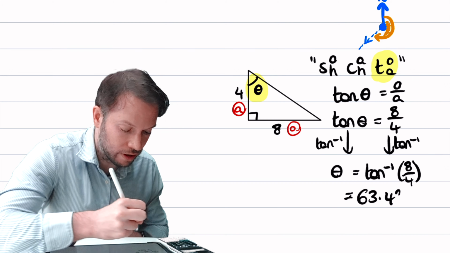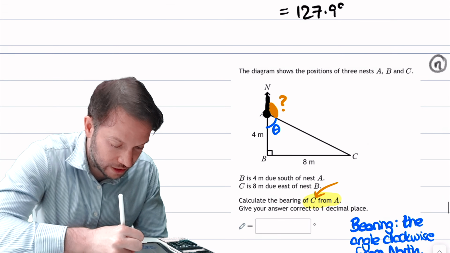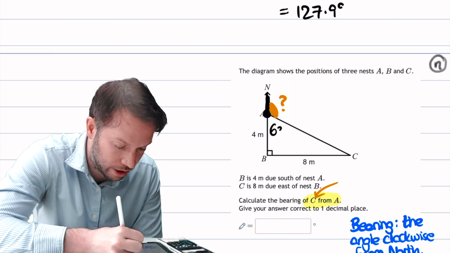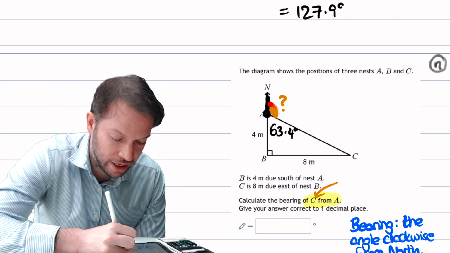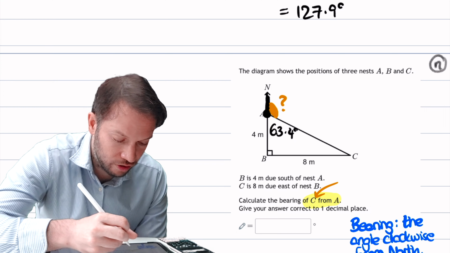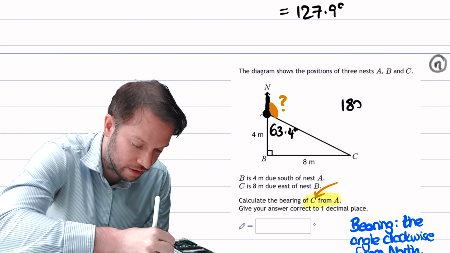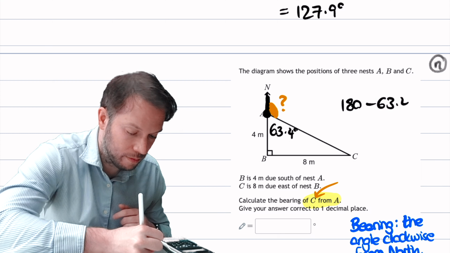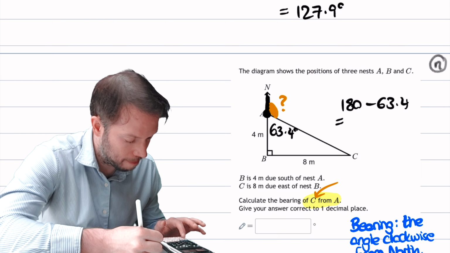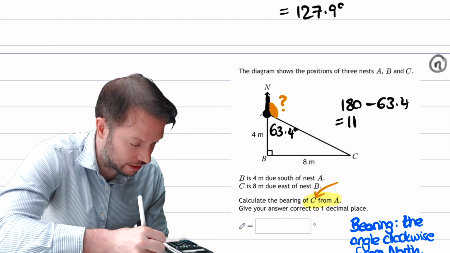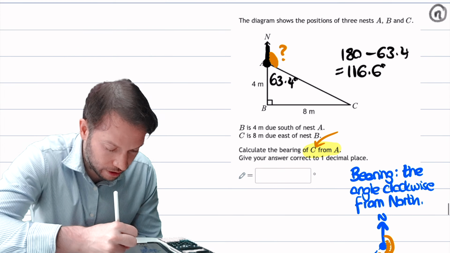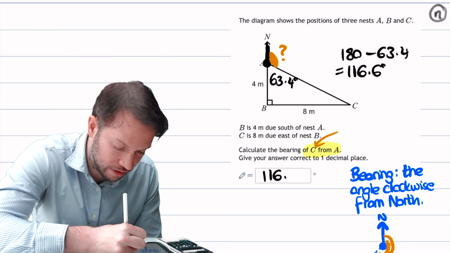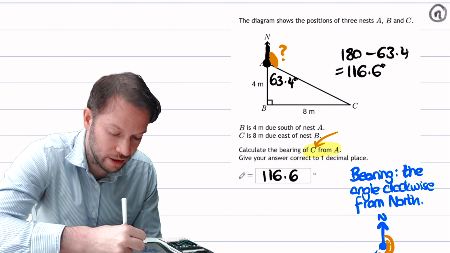63.4 degrees. Right, that's brilliant. So we know this theta here is 63.4 degrees. And as we said earlier, because these angles add up to 180, we just need to do 180 minus that 63.4. And that is 116.6 degrees. So that is the bearing of C from A. It's 116.6 degrees to 1 decimal place.